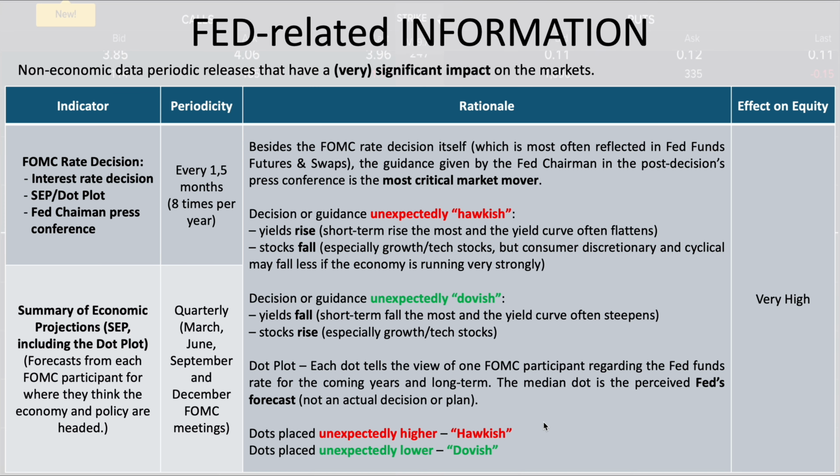On the other hand, if overall the decision and especially the guidance are dovish, and so there is the chance that interest rates will be lower in the future, the opposite tends to happen. Yields will fall. Short-term yields, 1 year, 2 year, fall the most, and the yield curve tends to steepen because the 10-year and 20-year move less, right? And the stocks will tend to rise, especially the growth and tech stocks, and also the small caps.